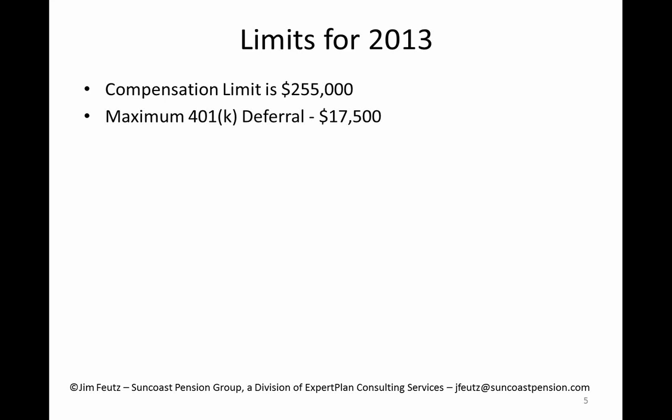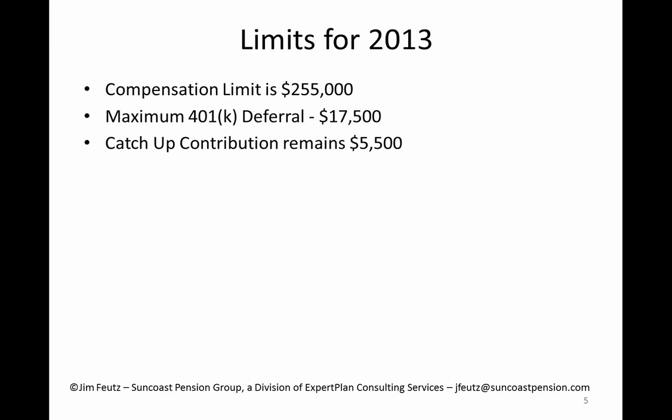So first, the limits for 2013. Well, the compensation limit, that's the most compensation you can take into account for retirement plan purposes for discrimination testing and contribution calculations, is increased from $250,000 in 2012 to $255,000 in 2013. The maximum 401(k) deferral is going up by $500 to $17,500 in 2013.